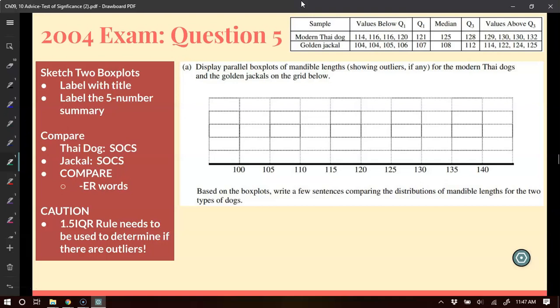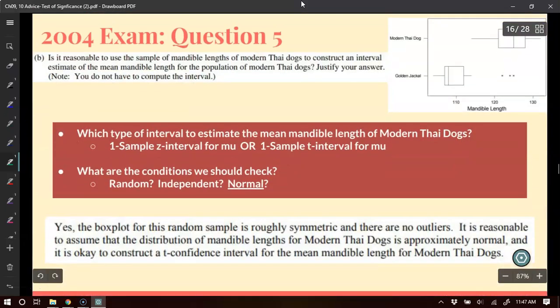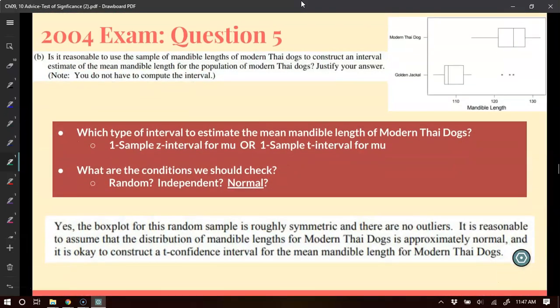Also caution, if you're doing box plots, there's a very good chance there are outliers there. So make sure, since you're giving Q1 and Q3, you do the 1.5 IQR rule. Part B on this is asking, is it reasonable to use this sample of mandible lengths of modern Thai dogs to construct an interval? You are actually using the box plots that you would have created in part A on this.